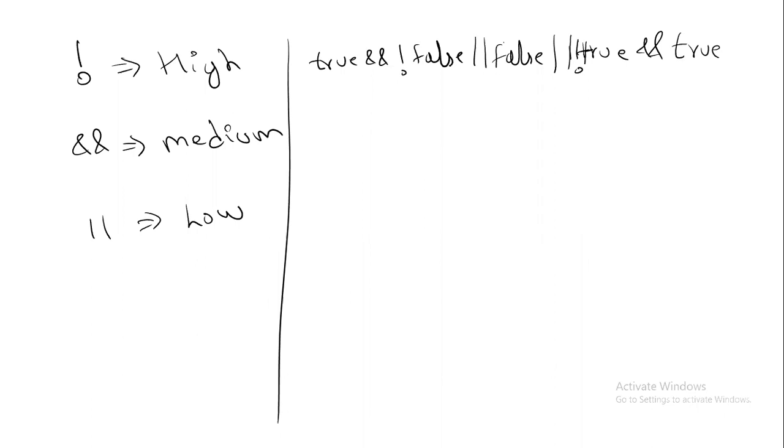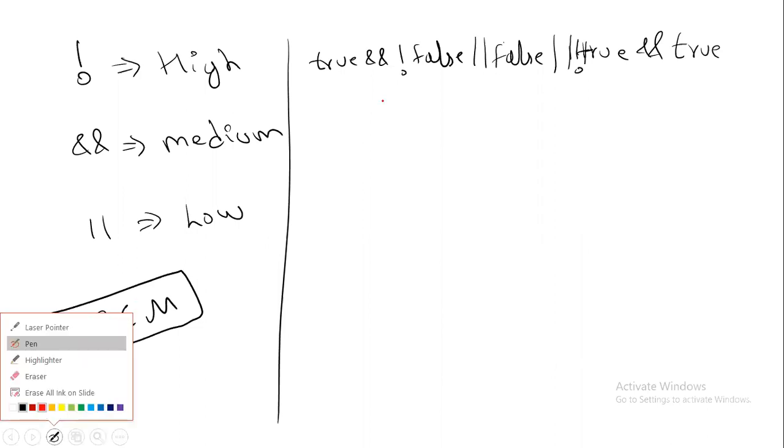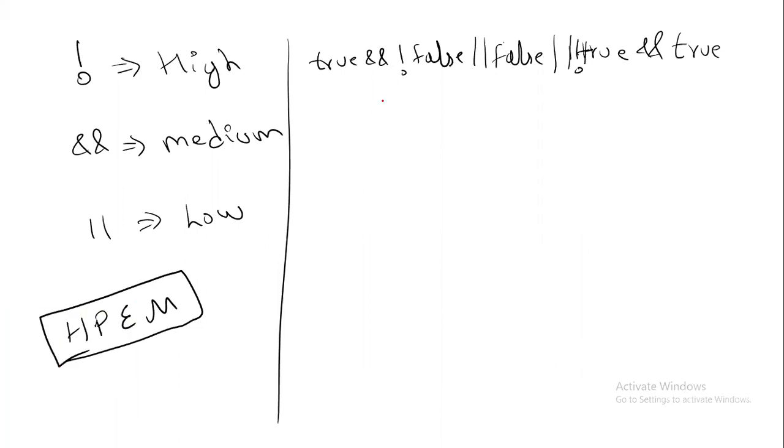Now, to evaluate this, we see that in one line there are multiple operators. If there are multiple operators, which method do we have to follow? Highest priority elimination method. Which has the highest priority? Not. So I would like to mark wherever there is not, and evaluate that only. Other operators you have to keep as they are.